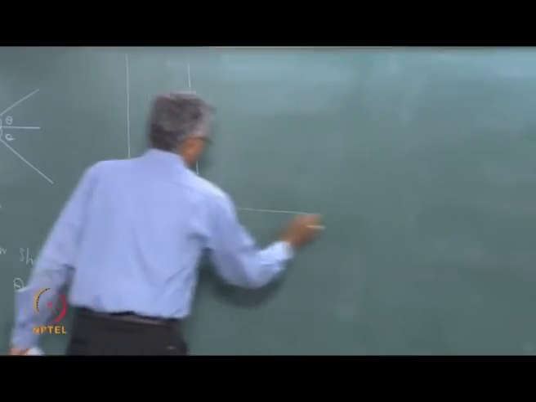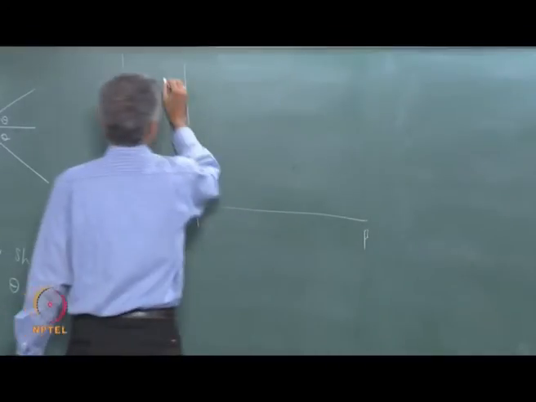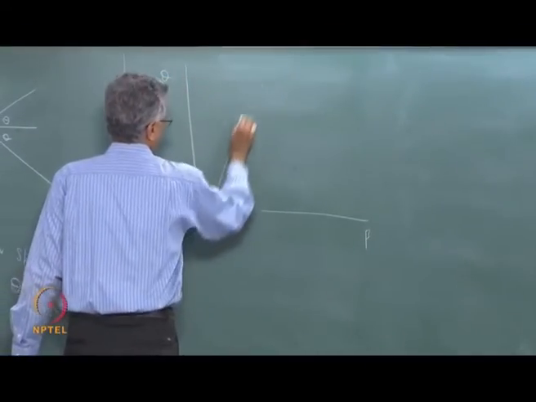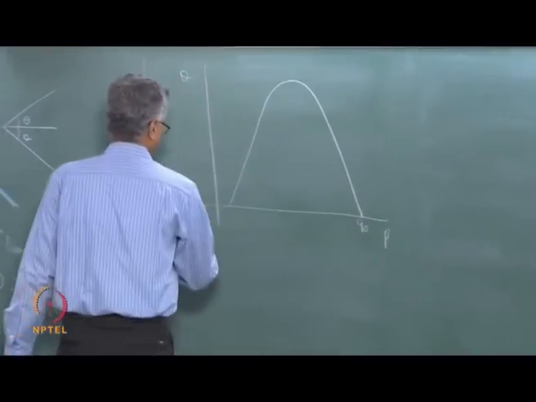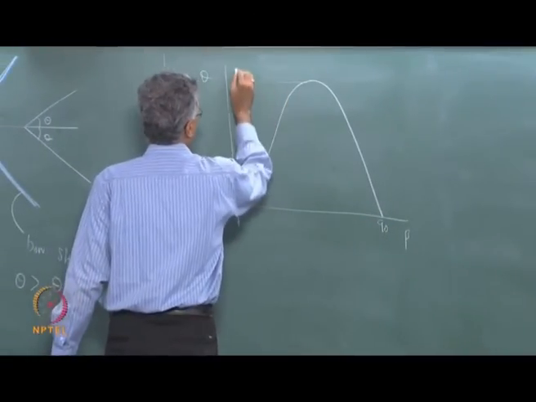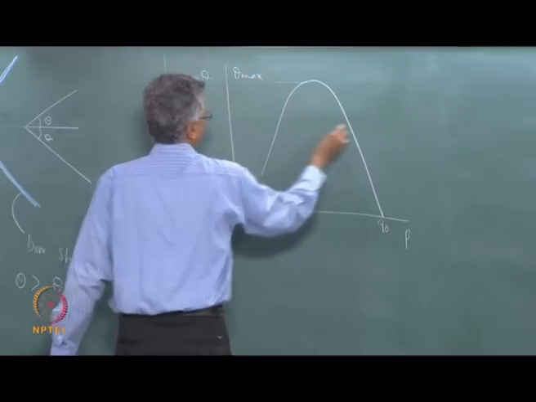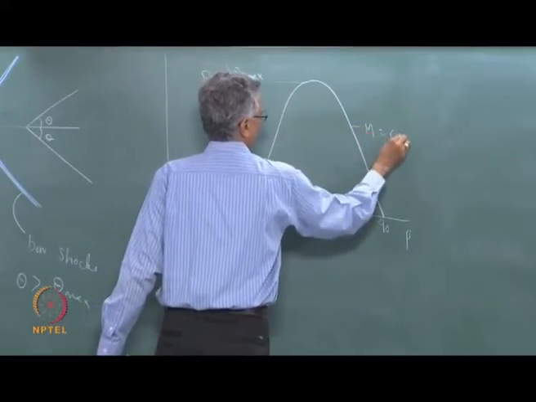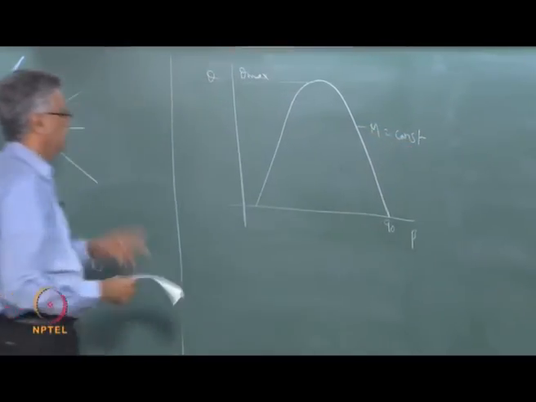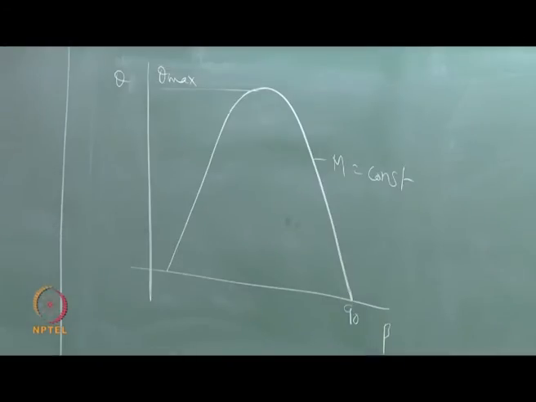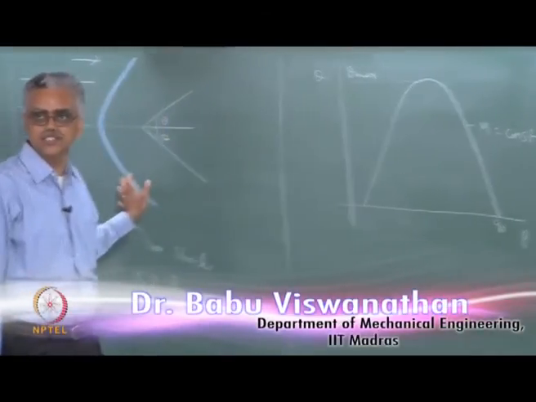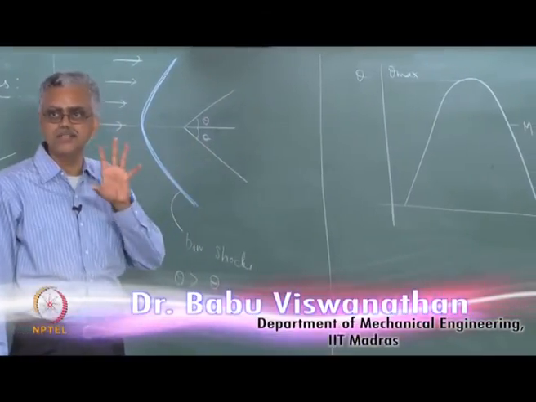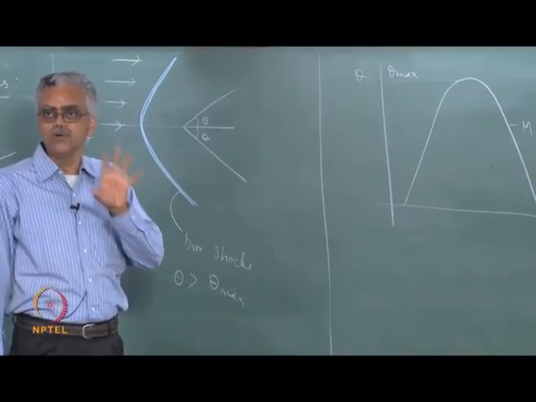If I draw the theta beta M curve corresponding to this Mach number, remember, this is for an attached shock solution. This is a detached shock wave. So our inferences for that reason are going to be only qualitative.